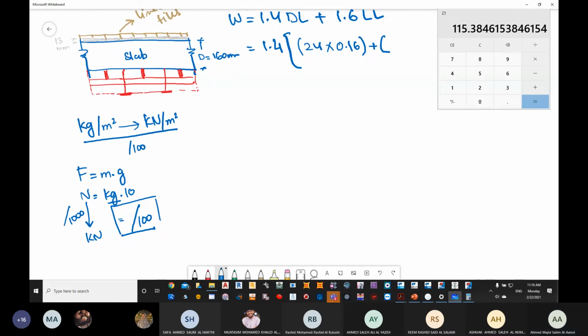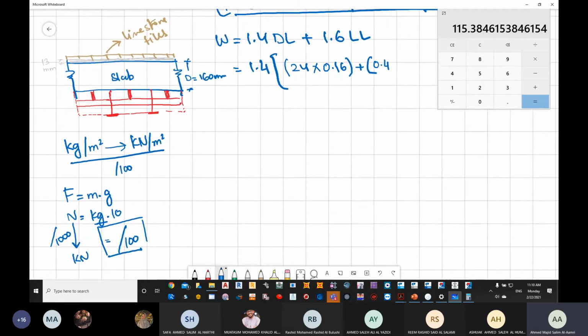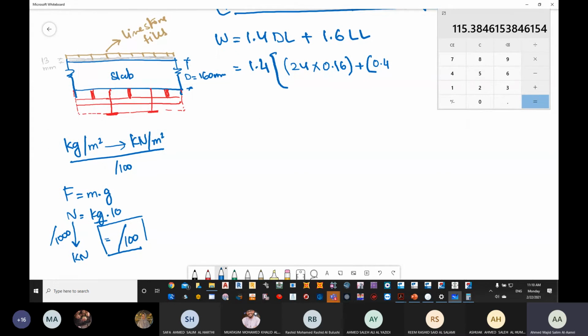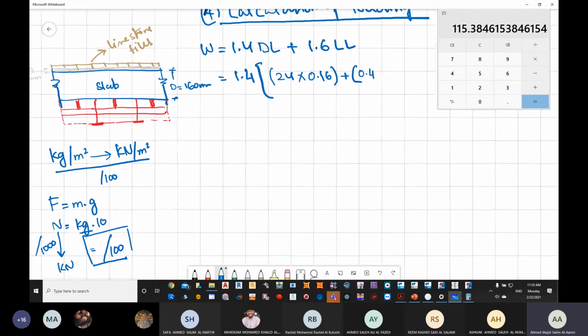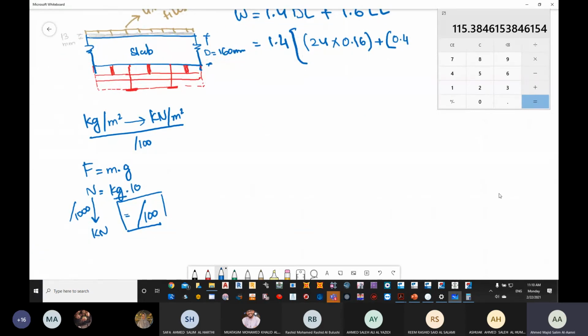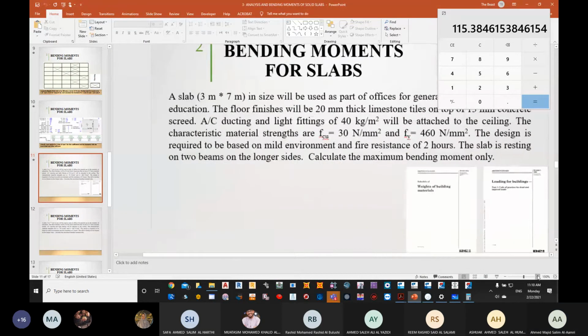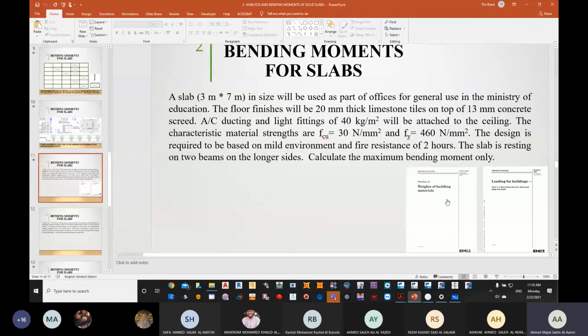Okay? So now if it's 40, then it turns to be 0.4. So we have got the first finish, which is the AC ducting and then the light fitting. Remaining are limestone tiles and then the screed. Now from where are we going to get them? We are going to get them from the codes. So we have two codes here. One code is for the live load, one code is for the dead load, if you remember.